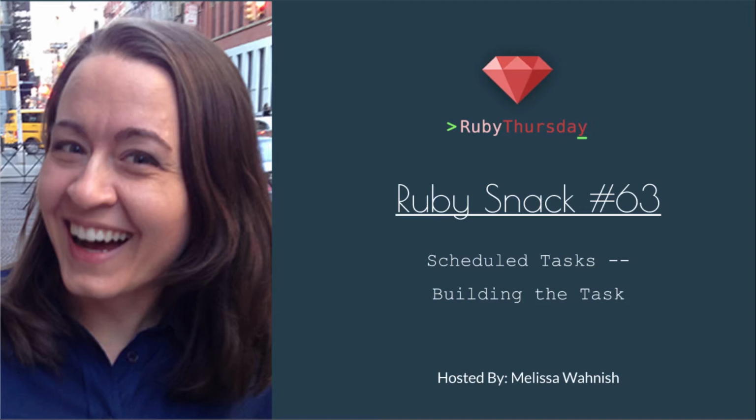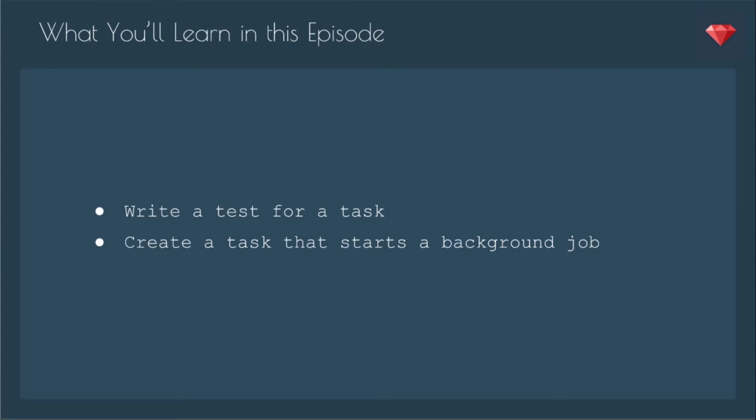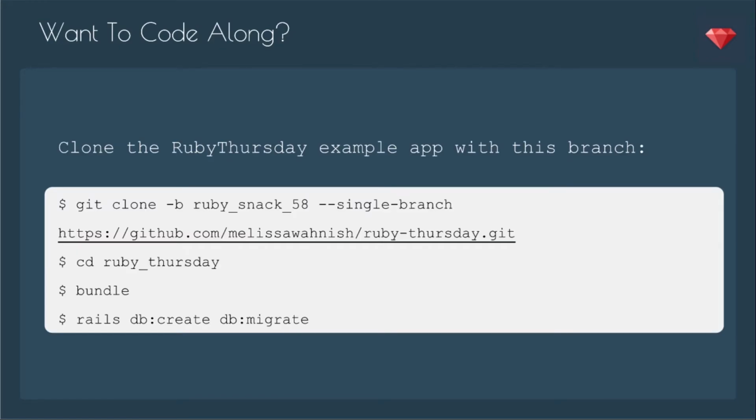This is Ruby snack number 63, Scheduled Tasks, Building the Task. This is going to be a series where we look at rake tasks. In this episode, you'll learn how to write a test for a task and create a task that starts a background job. If you want to code along, you can clone the Ruby Thursday example app with this branch, which is the last episode where we worked on the Ruby Thursday app.